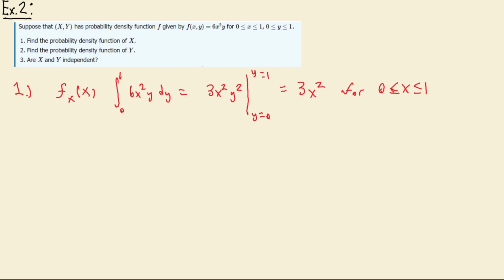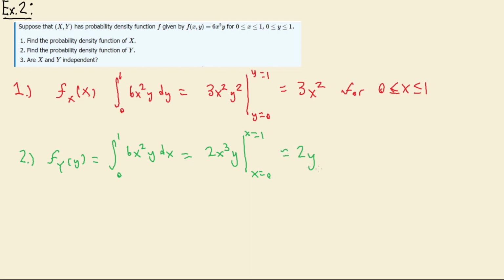And so similarly, let's derive the marginal probability density function for y. It's going to be this right here. We're going to integrate over all possible values of x with respect to x. So here, what are we going to get? We would get 1/3 times 6x cubed y. And so this is just going to be 2x cubed y, evaluated from x is equal to 0 to x is equal to 1. And so what is this going to give us? Well, when this is 0, this whole thing is going to be 0. When x is 1, we're going to get 2y.